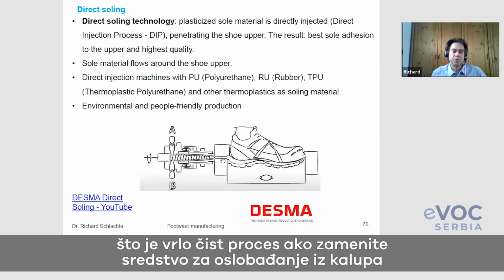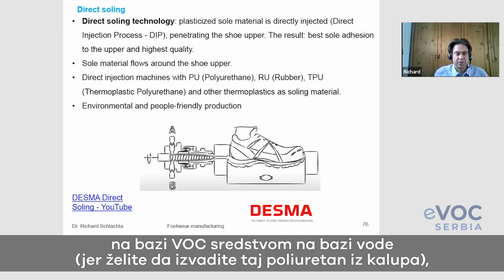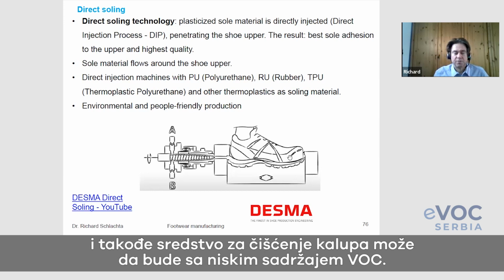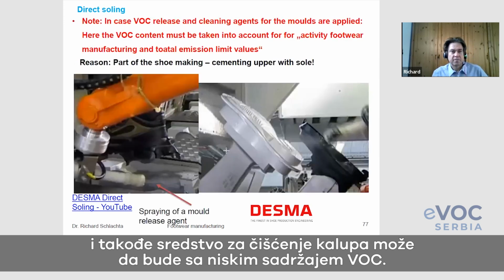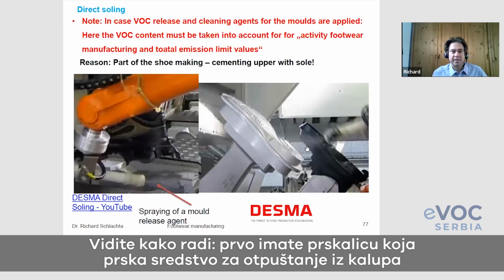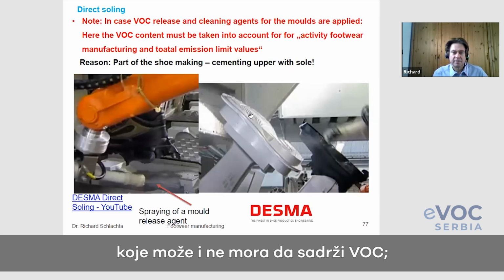Very clean if you substitute the VOC-containing release agent, because of course you want to separate the polyurethane, and the cleaning of the mold by a low-VOC-containing agent. So here you see an example of how it works. Here you see the spray. Before you use it, you have to put on the VOC-containing or non-VOC-containing release agent on this form by a spraying robot. You can see it here too.